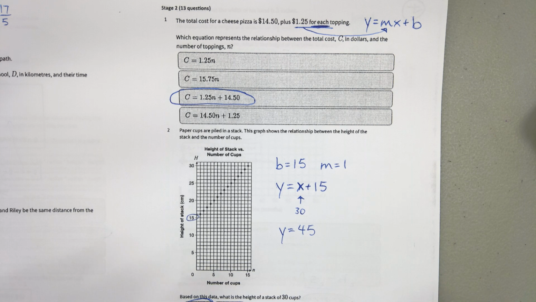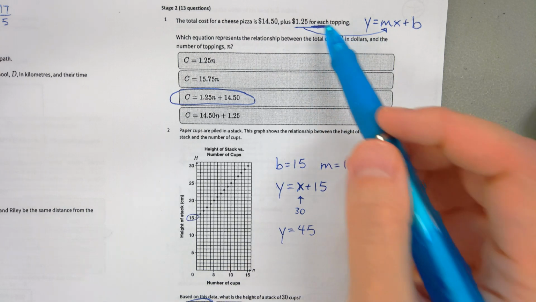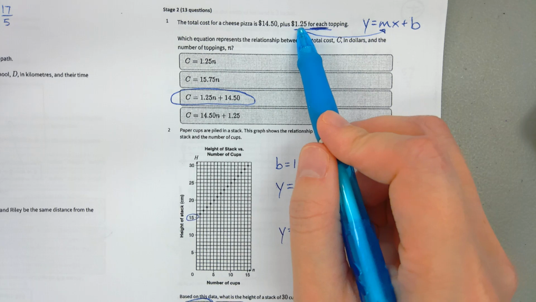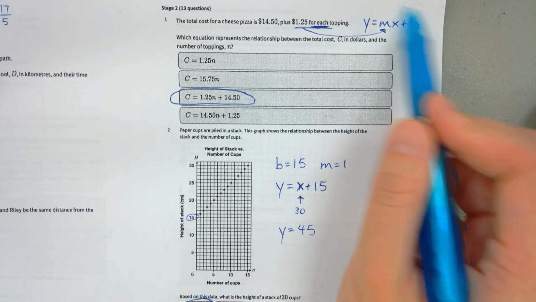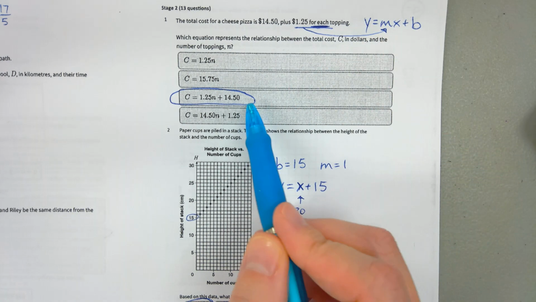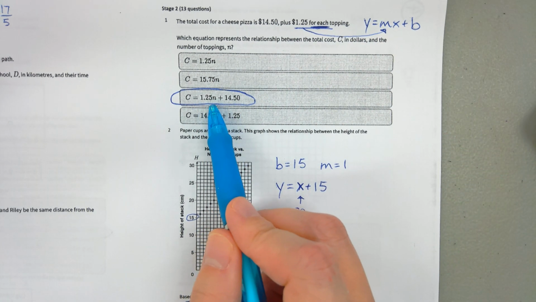Okay, page 3. Page 3 right here. You have $1.25 for each topic. So the word "each" means this is your m, this is your slope. So you know that equation is in y equals mx plus b form. So substitute that in. It's the one with the 1.25n.